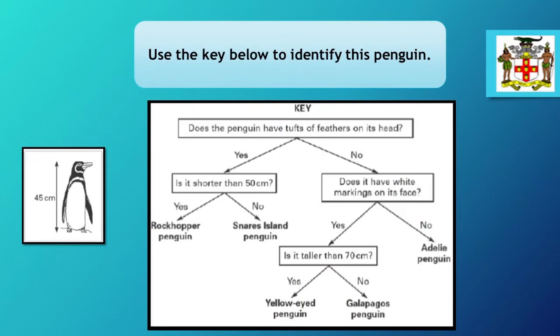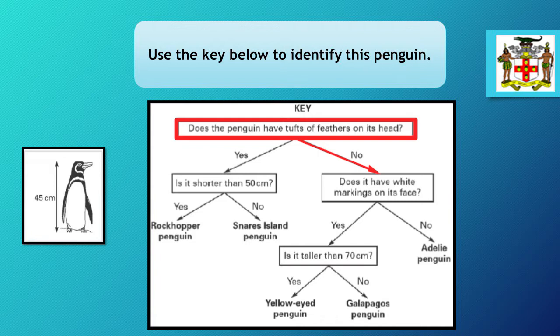All right, let's look again. Now that we have identified the characteristics, we're going to look to see how to identify this penguin. So let's go back. Does it have tufts or feathers? If the answer is yes, notice that we would follow the arrow to go in that direction. If the answer is no, then we would go in the other direction. So did it have tufts or feathers on its head? No. So it means, therefore, that we follow the arrow that says no.